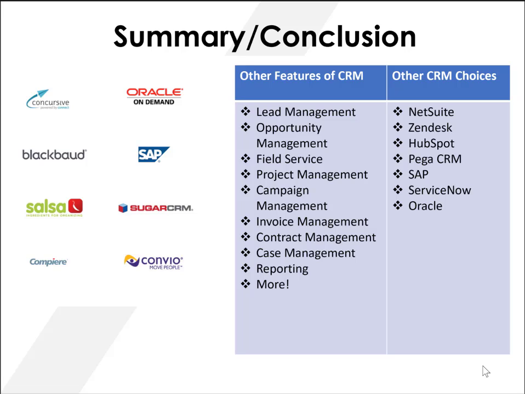So for other CRM choices, we have NetSuite, we have Zendesk. Zendesk is really more around customer service, a service workflow versus some of the other things CRM can do. We have HubSpot, which is very heavy on marketing. Pega CRM, SAP, a lot of large organizations use SAP, ServiceNow, and Oracle. If you have any questions about any of these, again, do your own research.